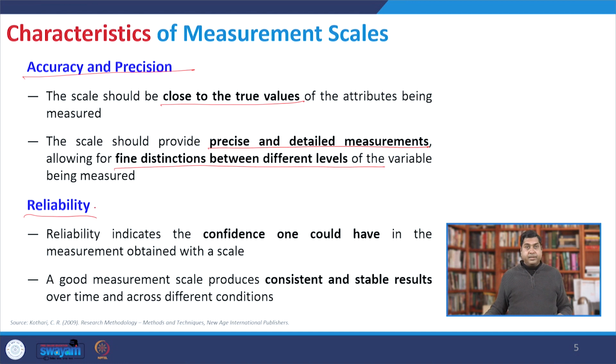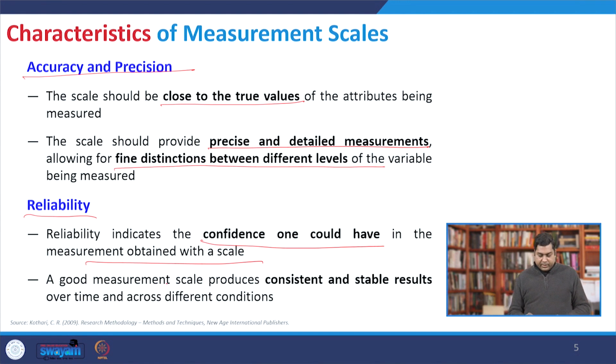Next is reliability. The scale should be reliable. Reliability indicates the confidence one could have in the measurement obtained with the scale. The scale should have that reliability, so that it can perfectly measure the phenomenon and the intended purpose will be fulfilled through that particular selection of the scale.